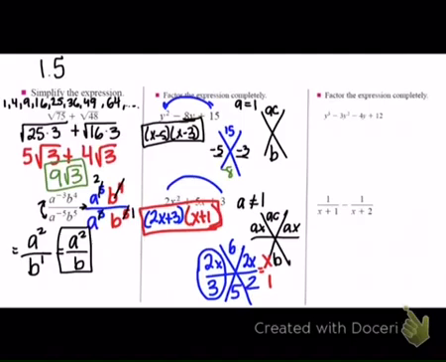Factor the expression completely. In this case, this is factoring by grouping. Whenever we have 4 parts to it, we want to split it up. I'm going to split it up down the center here. I'm going to pull out my GCFs from both sides. My GCF on the left side is going to be y squared. This is going to leave me y minus 3. My GCF on the right-hand side is negative 4. y plus 3.